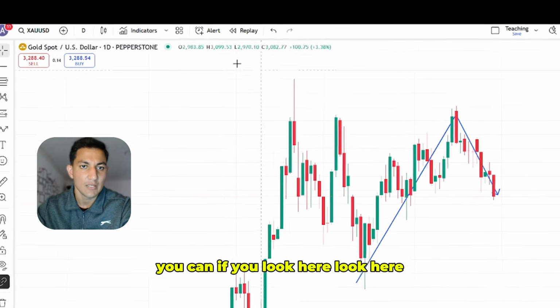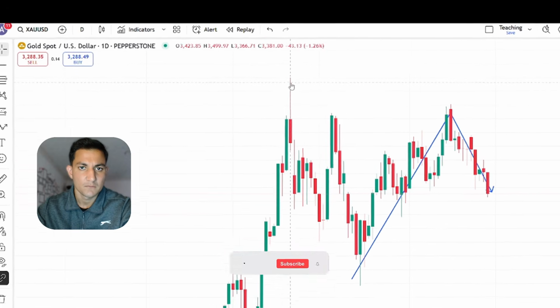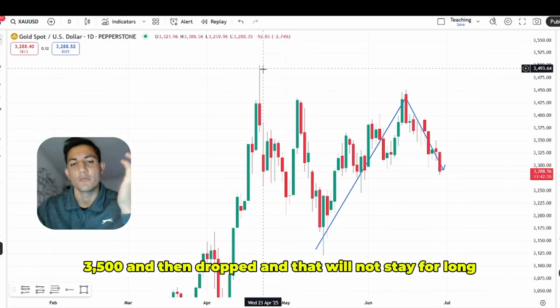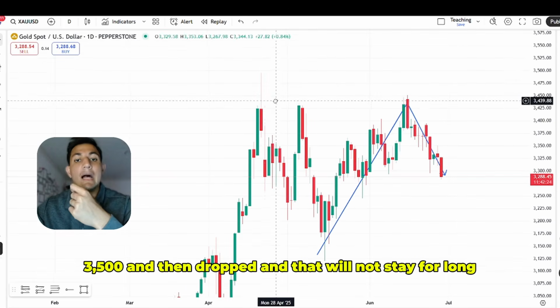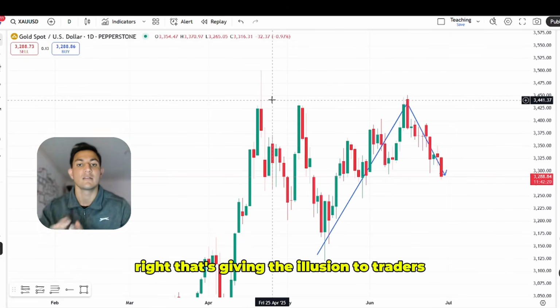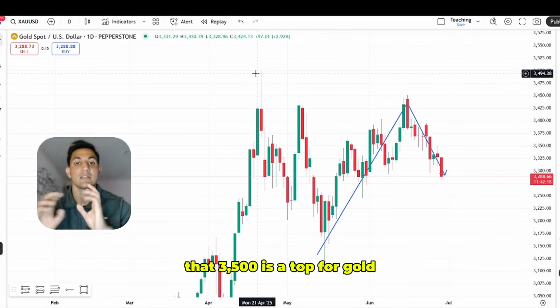If you look here, was it 499.97? Now, depending on the broker, it probably hit like 3,500 and then dropped. That will not stay for long, right? That's giving the illusion to traders that 3,500 is a top for gold.